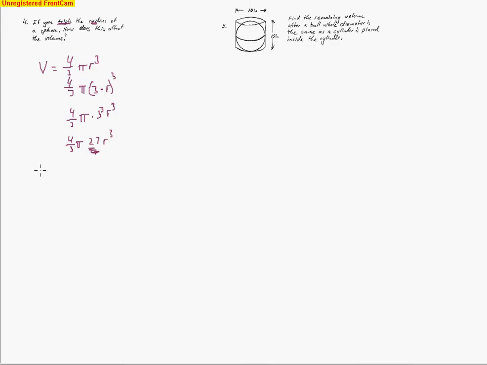So we'll say tripling the radius would make the volume 27 times larger.